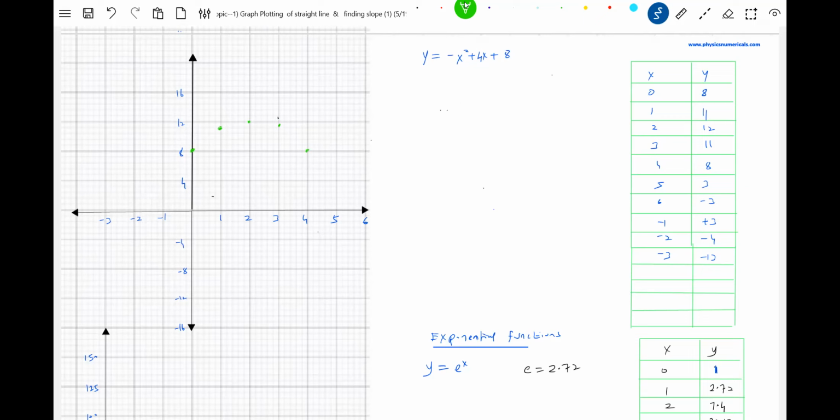X equal to 5, it will be 3. X equal to 6, it will be minus 3. X equal to minus 1, it will be plus 3. X equal to minus 2, it will be minus 4. Okay, see the curve. This is also a parabola. Very, very important. It will intersect the y-axis and also the x-axis. You see this clearly. It is double.